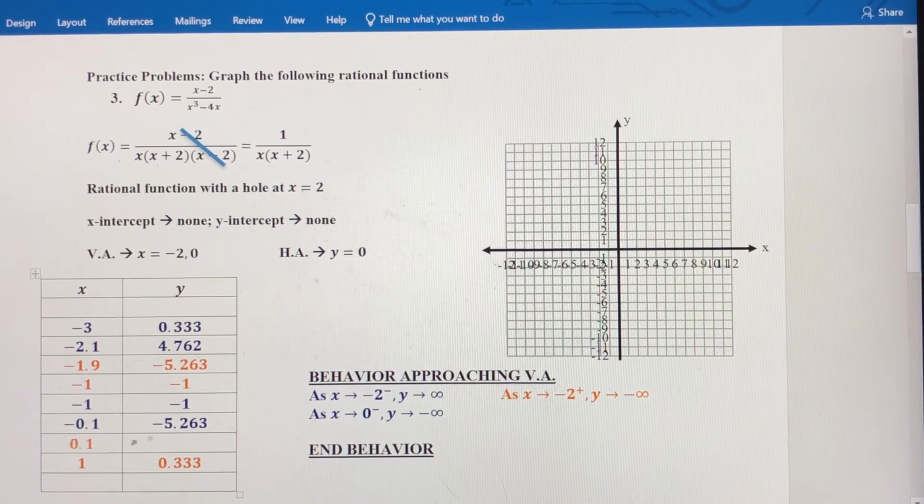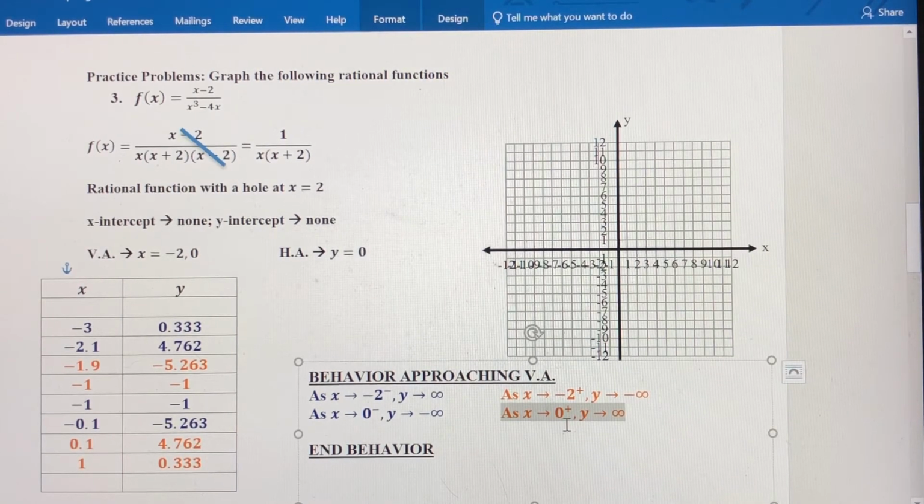And then we want to plug in 0.1, which is going to give me 4.762. Okay, so as we get closer and closer to 0 coming from the right, we're going to be approaching positive infinity. So as x approaches 0 from the right, y is approaching infinity.